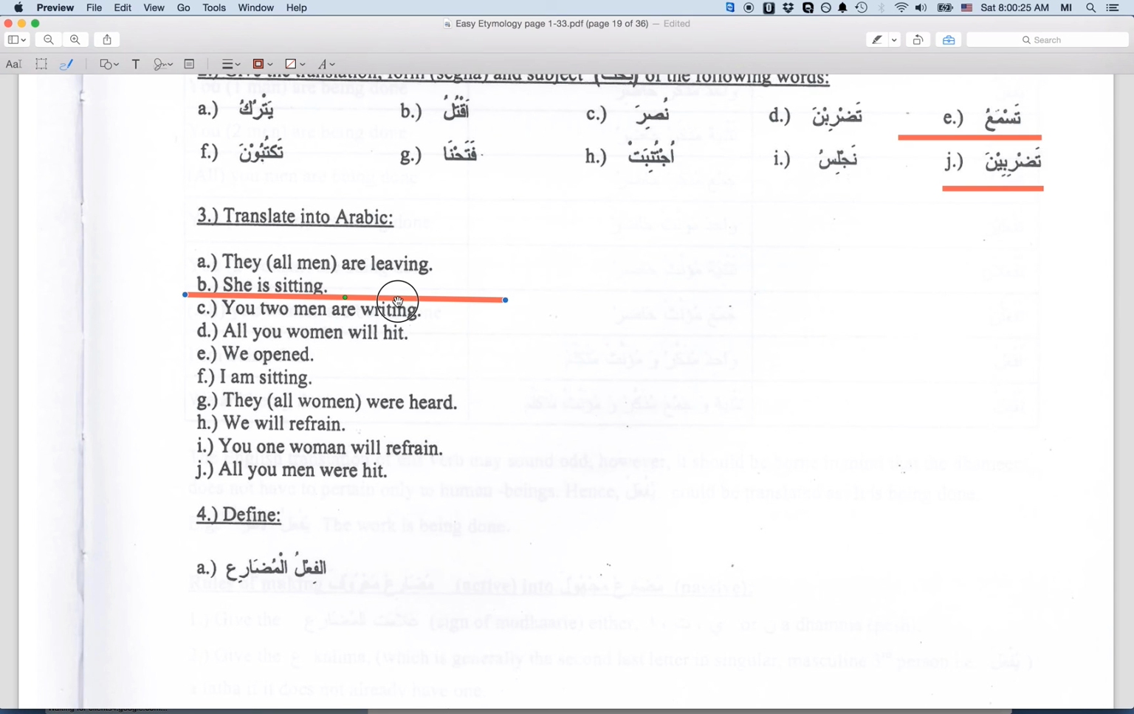Tajlisu. You could say tajlisu, or you could say jalisatun. Jalisun is somebody who's sitting, or jalisatun, somebody female sitting. But because we're learning verbs right now, let's just say here tajlisu. She is sitting. You two men are writing. Antuma. You could say katabtuma. Katabtuma. All you women will hit. You could say antunna. Or you don't even have to say antunna. You could say antunna or without the antunna.